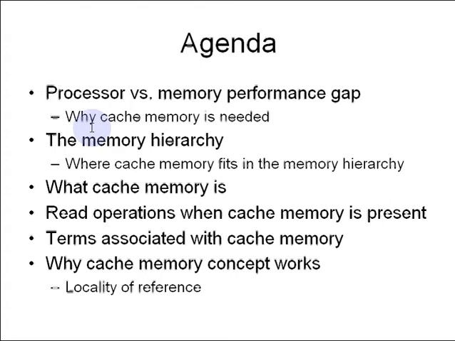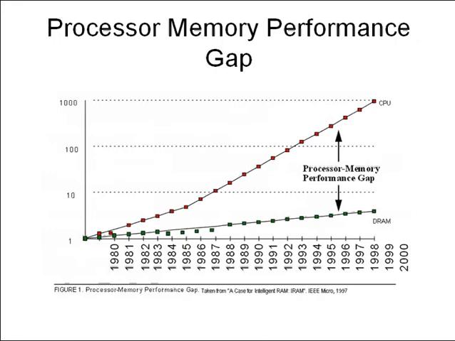We'll look at how a read operation looks like when cache memory is present. Then we'll look at some terms associated with cache memory. Then we'll discuss why cache memory concept works. We'll look at what's a concept called locality of reference.